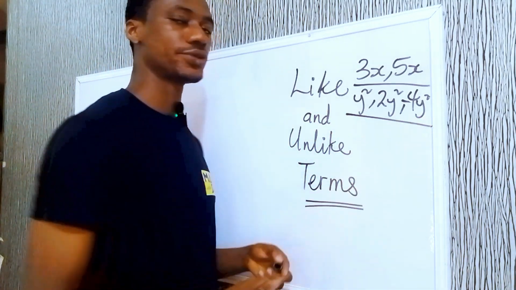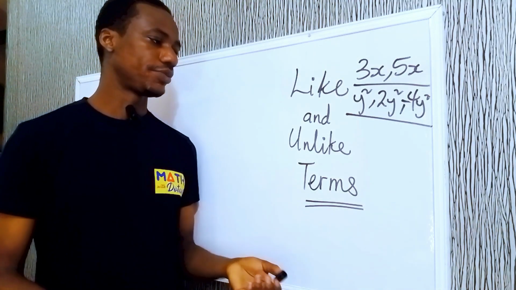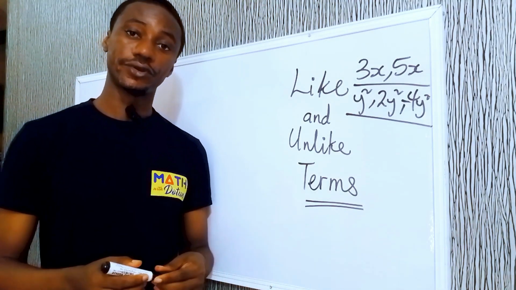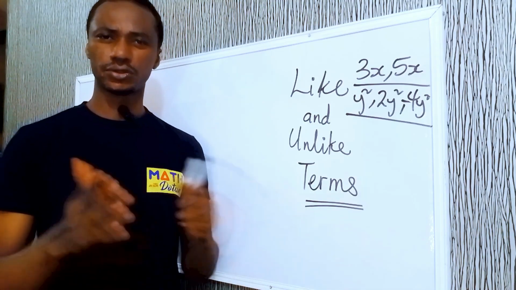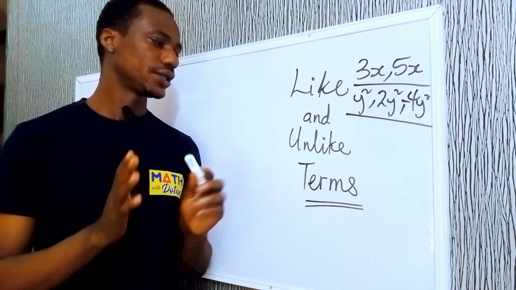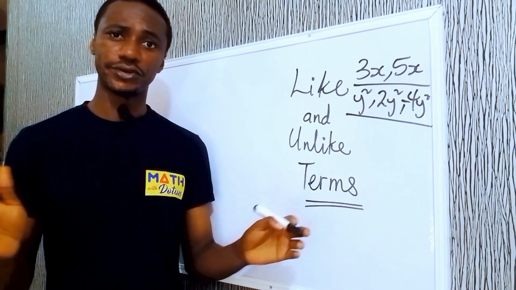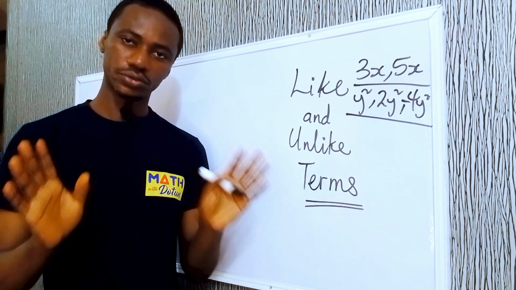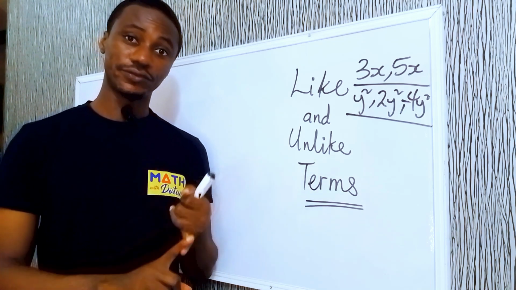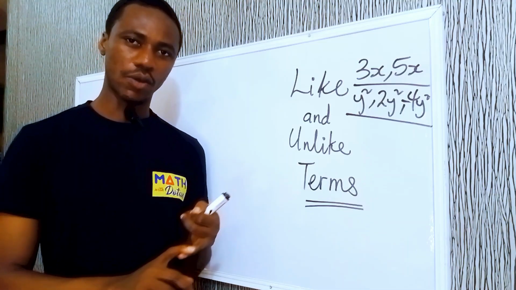These are like terms. So when we talk about unlike terms, it's the opposite. It means they do not have the same variable, or they have the same variable and the variables are not of the same power. That means they are unlike terms. Or they have the same power but different variables. They are unlike terms. So there are 3 ways: different variables and different powers, or the same variable with different powers, or the same power with different variables.